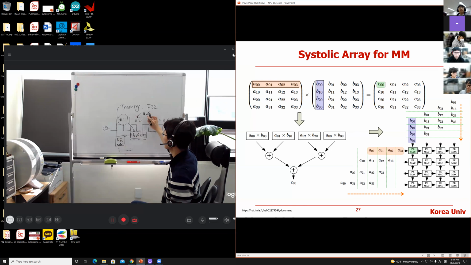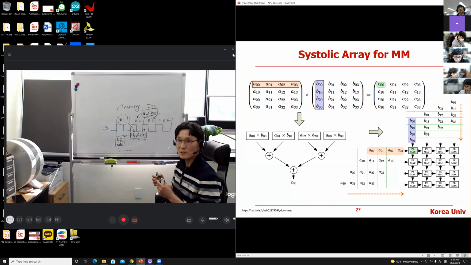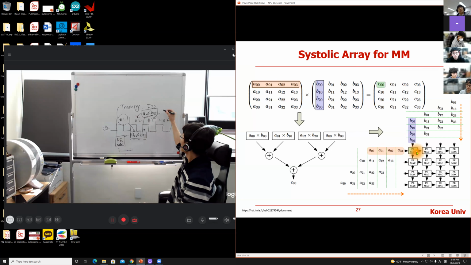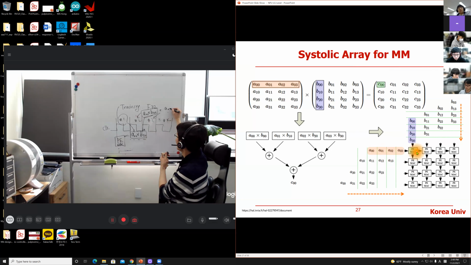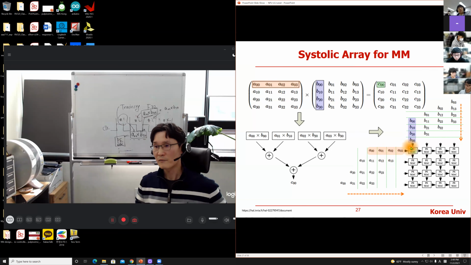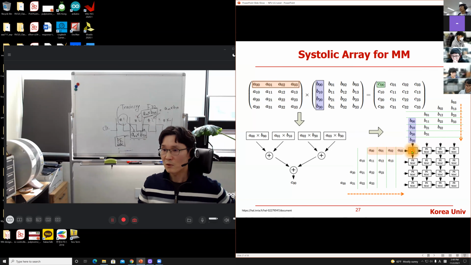A02 multiplied by what? B20. And that is going to be added with this information, so you are doing addition, right? Clock cycle number 3, what is done? A01 is coming in, and B10 is coming in, plus A01 times B10, right? So the first PE is responsible for computing this C00.